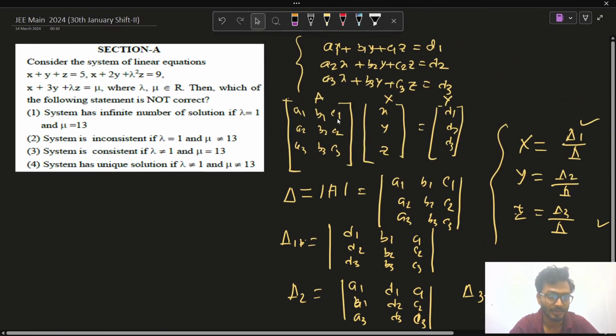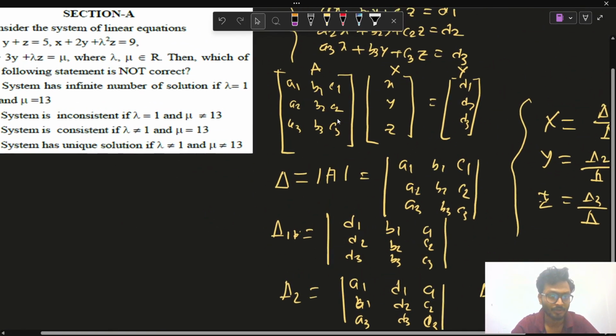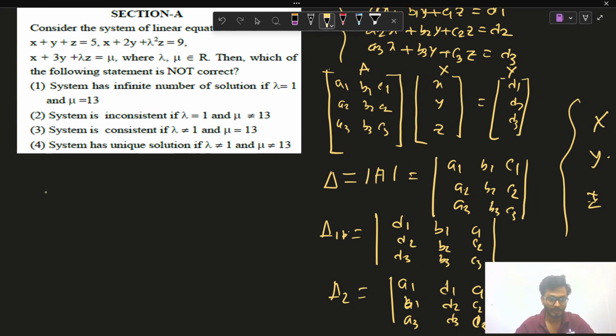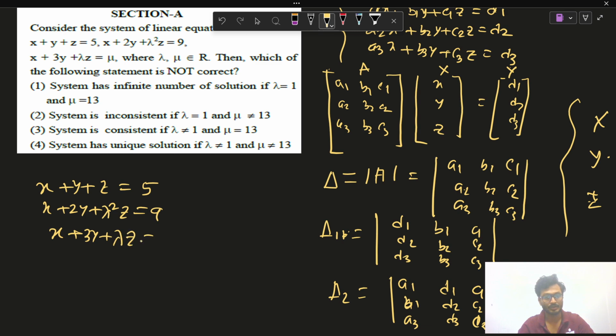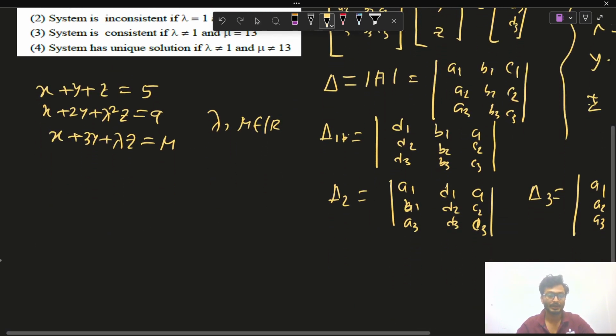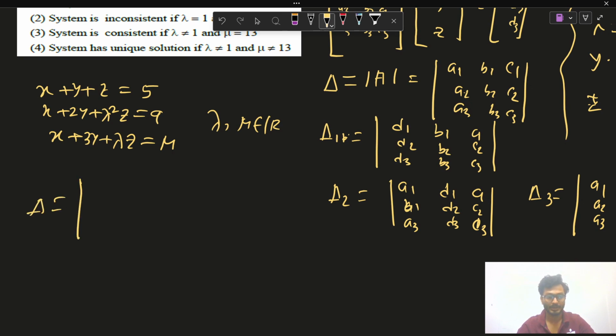Now let us look at that question, what is given here. First of all, our system is x plus y plus z equals 5, then x plus 2y plus lambda square z equals 9, and then 3x plus 3y plus lambda z equals mu, right? where lambda and mu belong to the real numbers. So let us find the delta first. Our delta is the determinant of this: 1 1 1, then 1 2 3, then 1 lambda square lambda.